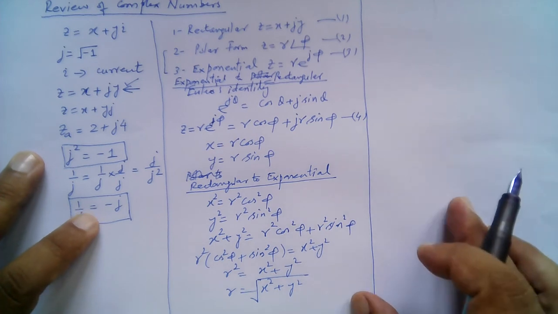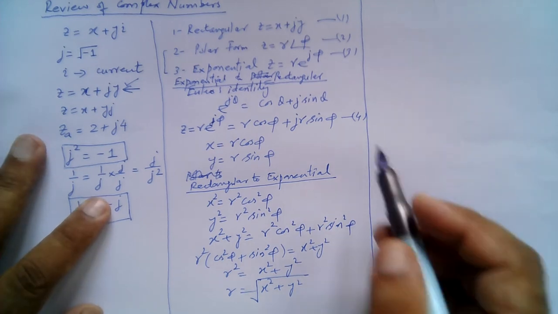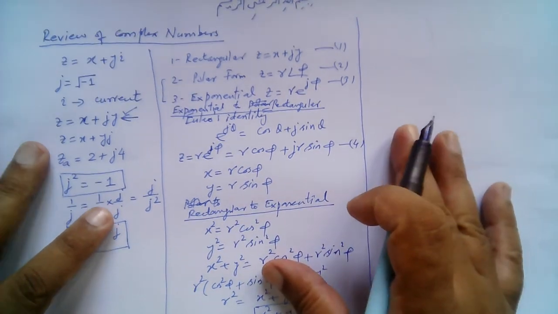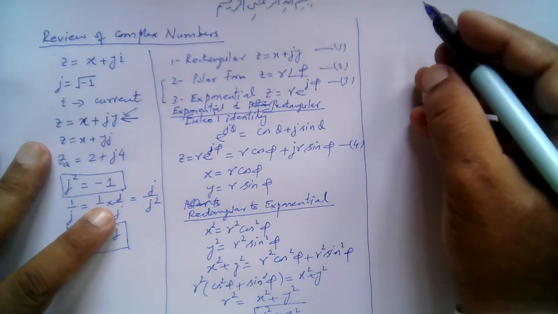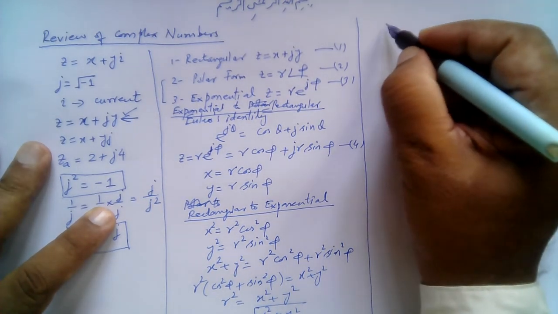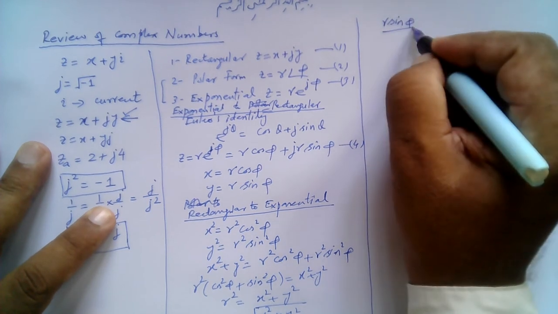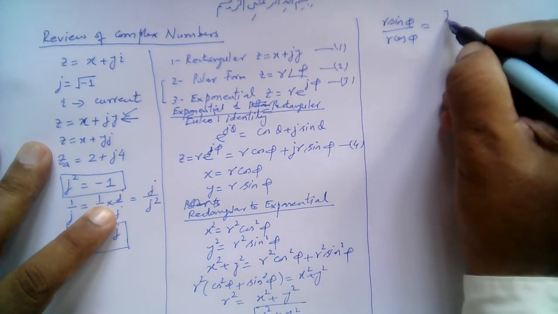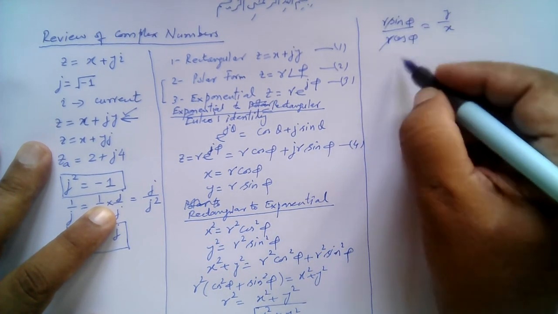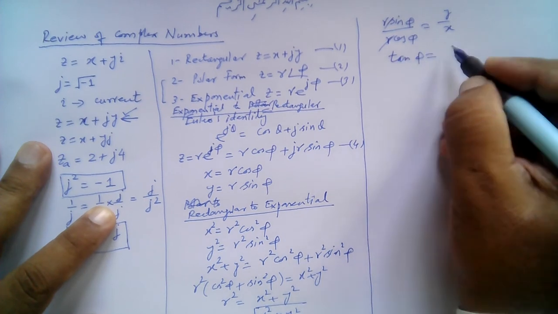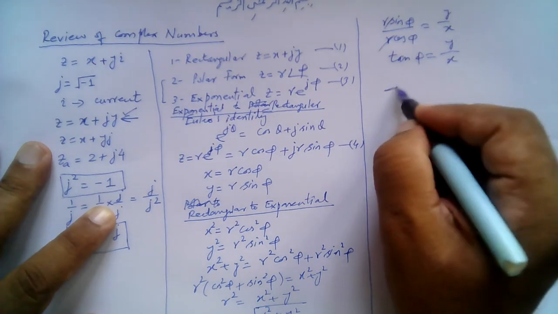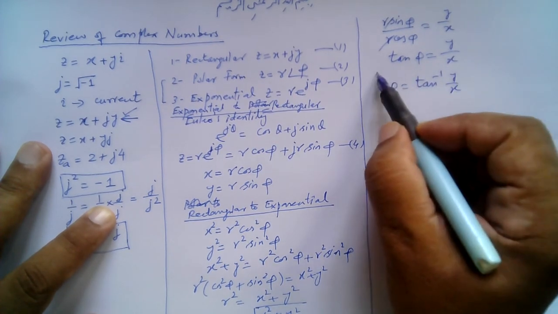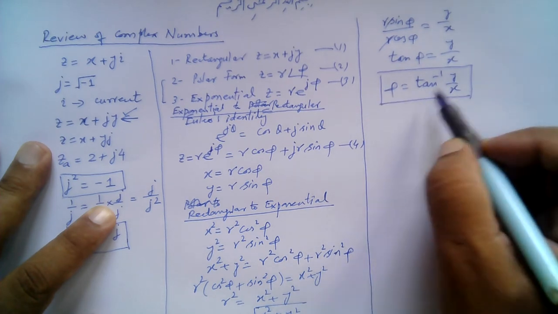Likewise, we can find the value of phi also, given x and y. For example, divide both these equations. r sine phi divided by r cos phi is equal to y over x. So that leaves us with tan phi is equal to y over x, and phi is equal to tan inverse of y over x. So again, we have found phi in terms of y and x.